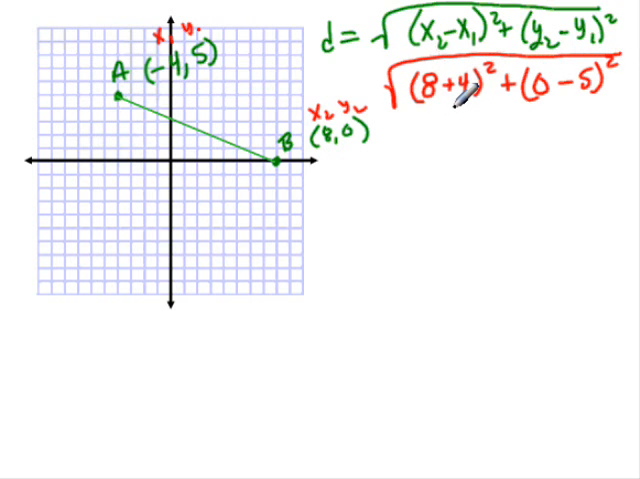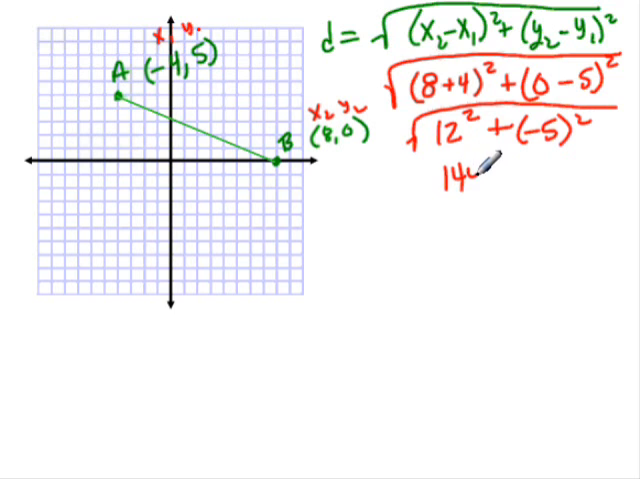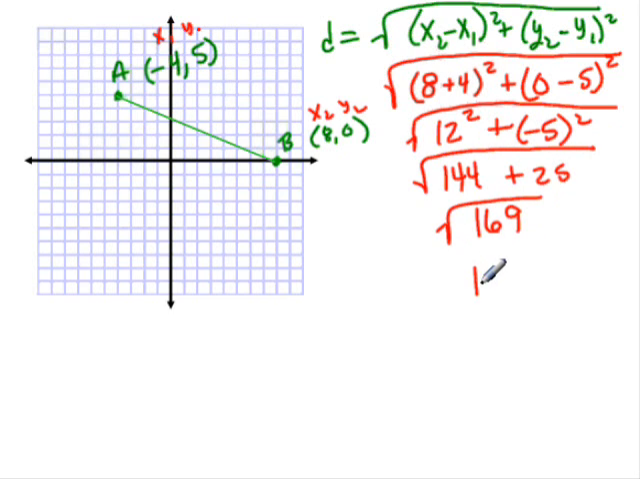8 plus 4 gives us 12. We're going to square it. 0 minus negative 5 is negative 5 squared. So we have 144 plus 25. Adding those two numbers together, we get 169. And the square root of 169 is 13. Therefore, the distance from point A to point B is 13 units.